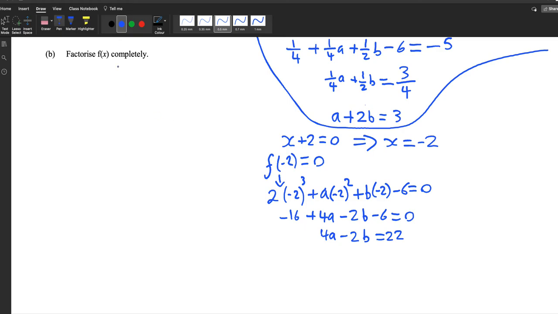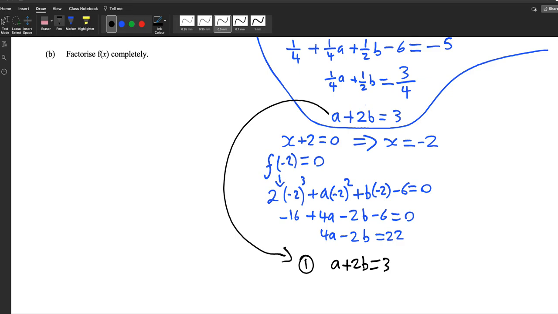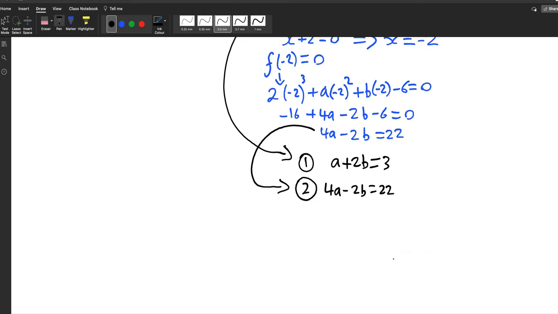I now have two equations. So my first equation is a plus 2b equals 3, coming from there. And then my second equation is this one here, 4a minus 2b equals 22. And of course, I want to solve those equations simultaneously. I'm going to do this by elimination. You can do it however you please.